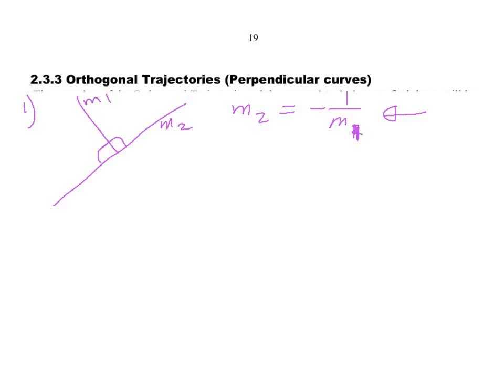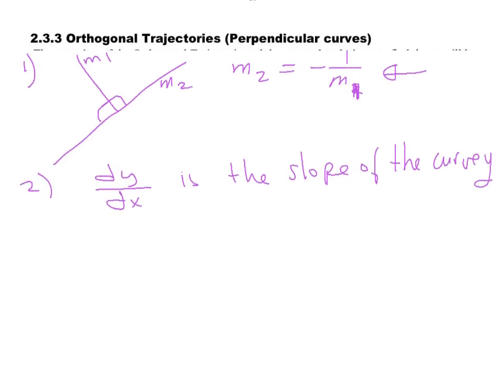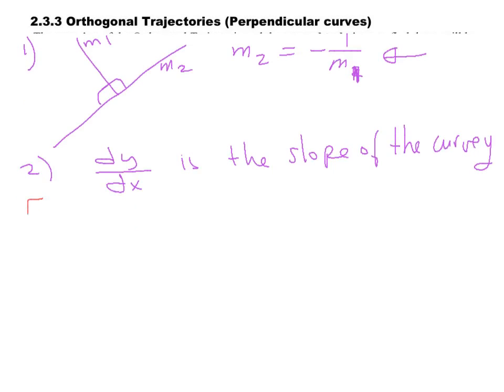Orthogonal trajectories or perpendicular curves is a simple application for chapter 2. In order to talk about orthogonal trajectories, we need to remember two simple facts from calculus or from school. The first one, if we have two perpendicular lines, slope of this one is m1 and the slope of this one is m2, then m2 is equal to minus 1 divided by m1. This is true not only for lines, for any two perpendicular curves. The second thing we need to remember is that dy/dx is the slope of the curve given by y.